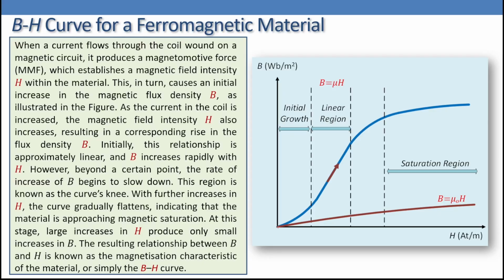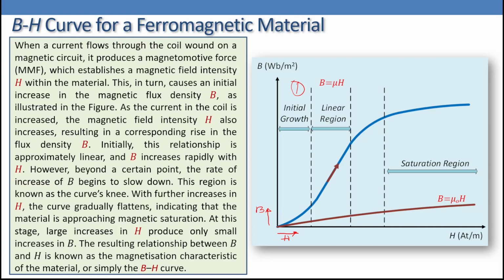So once we apply a current, there will be a small H applied here. So that one is H, ampere turn per meter. Now, if you remember, H is the cause and the effect will be the flux density. So there will be a small flux density B here in Tesla or Weber per meter square. And this region number 1, we call it the initial growth.